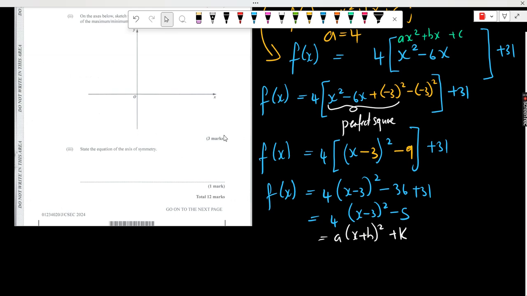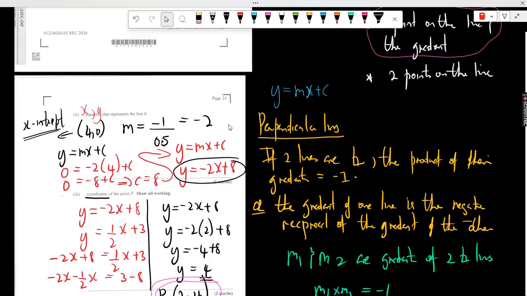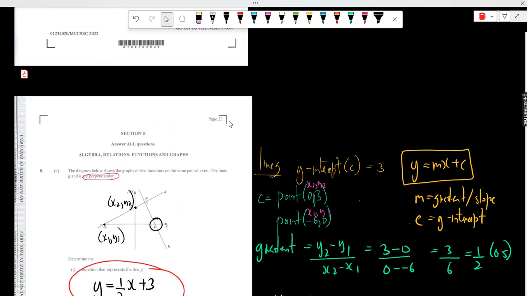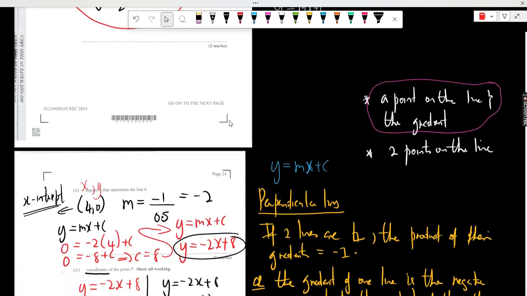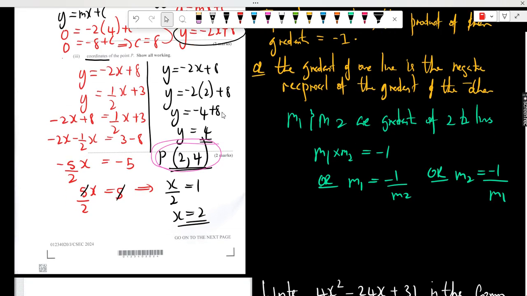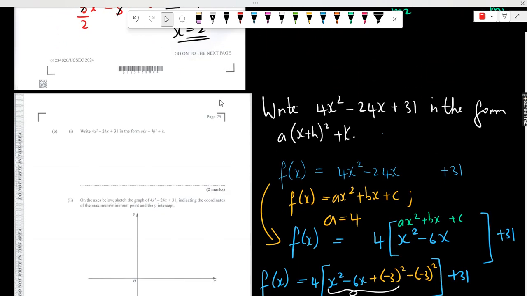So we're looking at past paper questions, of course, from section 2, specifically those in algebra, relations, functions and graphs. We did the first part of the question already. We're on to the second part. You just have to watch the first part of the recording later and catch up, right? So we did this little piece of the question on completing the square, where they told us to write 4x squared minus 24x plus 31 in the form a open bracket x plus h all squared plus k.